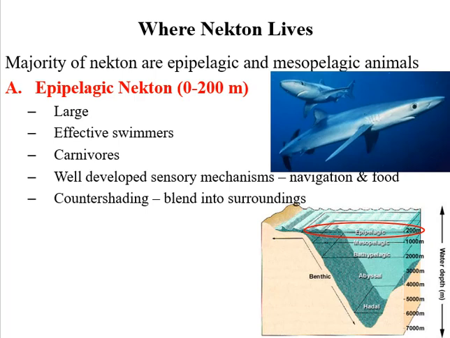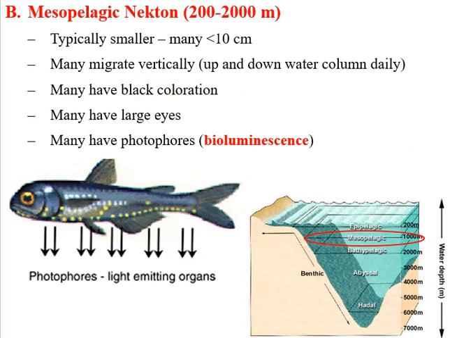A lot of them are dark on the top and light on the bottom. So if you're underneath and you're looking up, you don't see their shape because it's blended in. The light underpart of their body blends in with the light looking up. If you're looking down, then the dark back part of their body blends in with the darker waters below them.